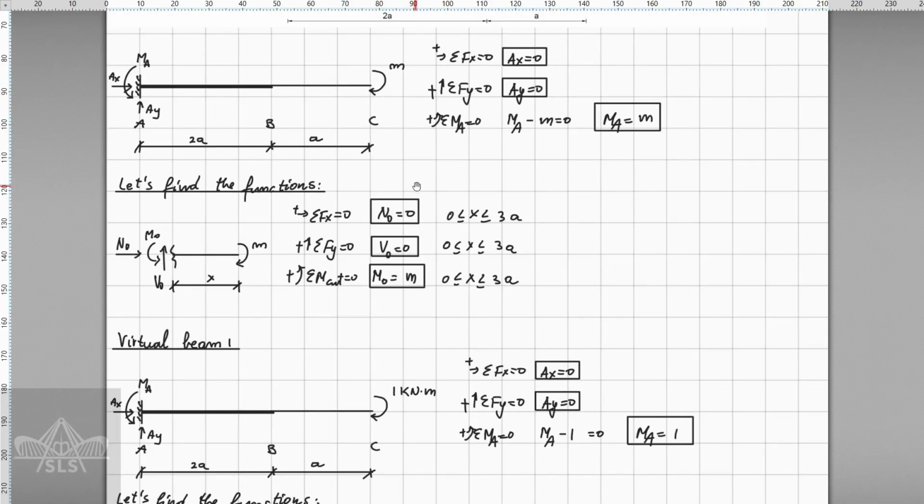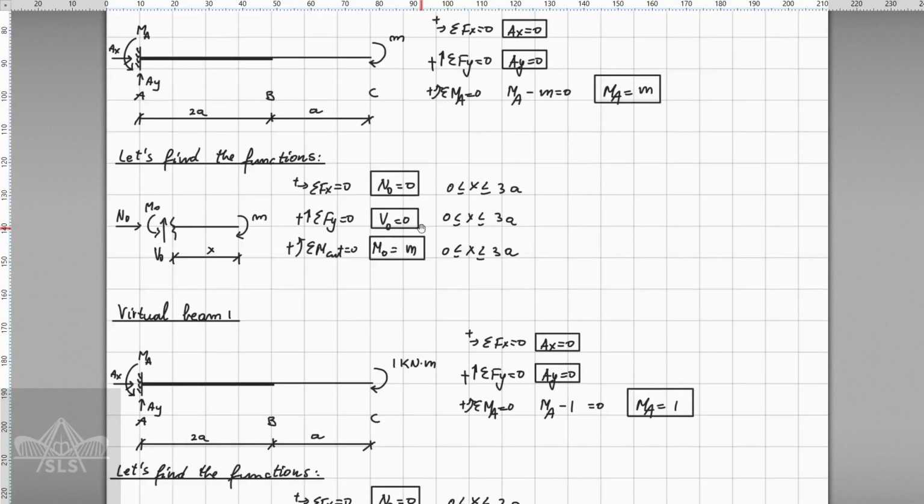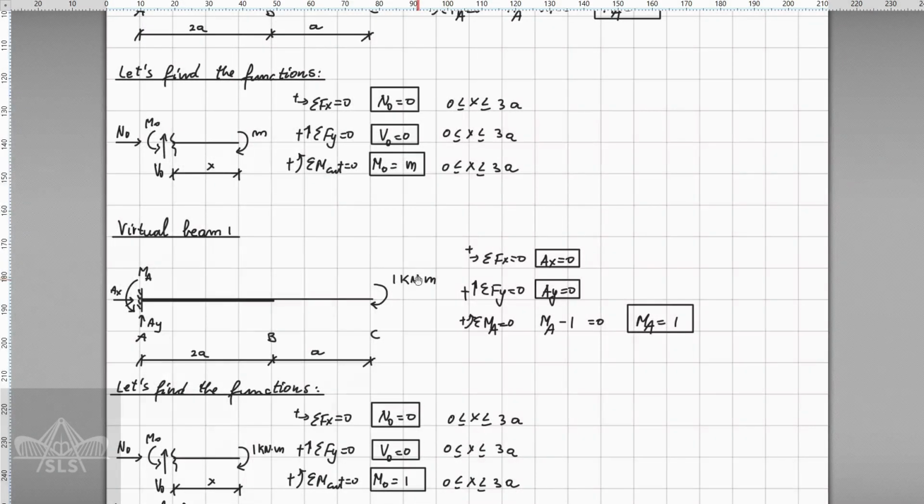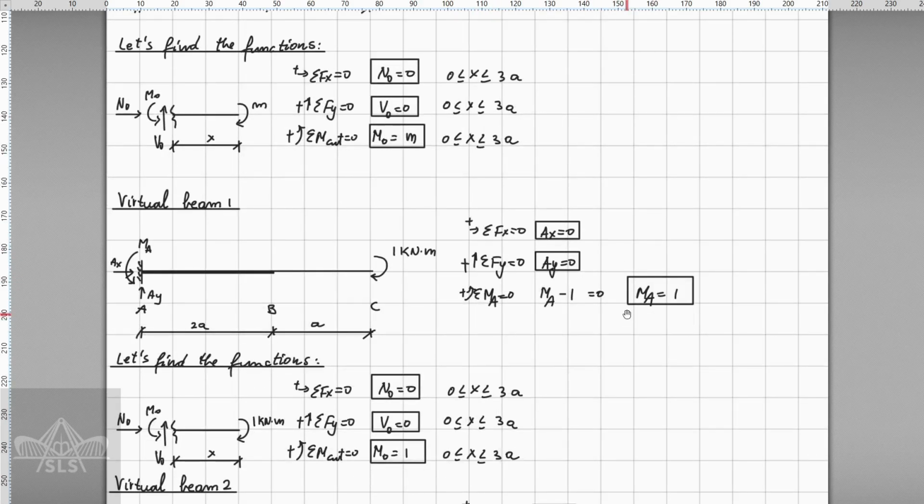Next, let's continue with the virtual work, and at the point of interest, which is point C, according to the task description, we need to find displacement and rotation. So let's first start by applying the bending moment of 1 kilonewton meter at the end. And as we did on the previous exercise, we need to determine the support reactions, and we just use the equilibrium equations for that to get the following reaction forces and bending moments for virtual beam 1.